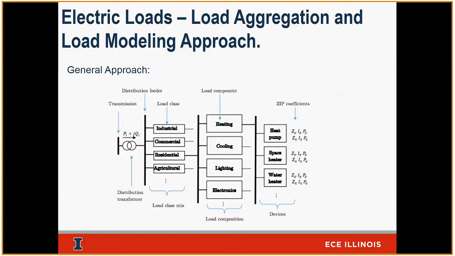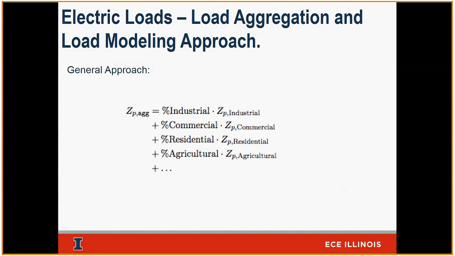Then for each one of those, let's talk about the residential. This is what you find inside a residential home: a heating load, a cooling load, a lighting load, and some electronics. Based on that, for each one of those we will have a ZIP model. Then I aggregate those under one we call residential. That's how we run our analysis. But maybe next time we'll talk a little bit deeper about it.